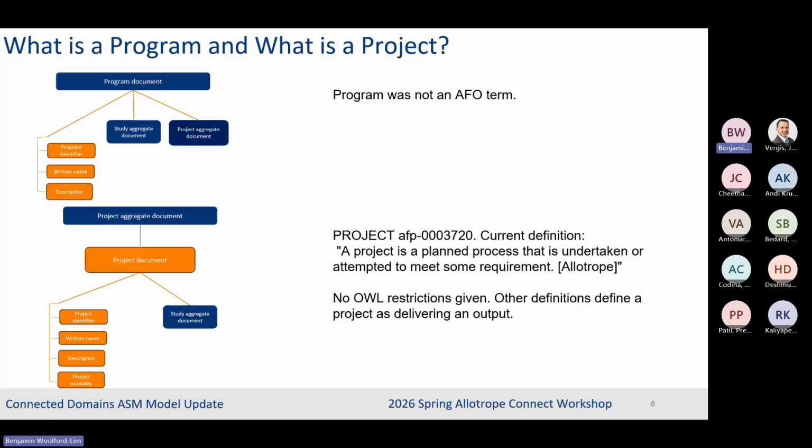Let's start at the top. What is a program and what is a project? Program was not an AFO term, so we hadn't addressed that yet. Project was a term. It's a planned process that is undertaken or attempted to meet some requirement. But we just had the human readable definition. We didn't have any OWL restrictions on it. So as far as AI would be concerned, or a reasoner, it was just a planned process.